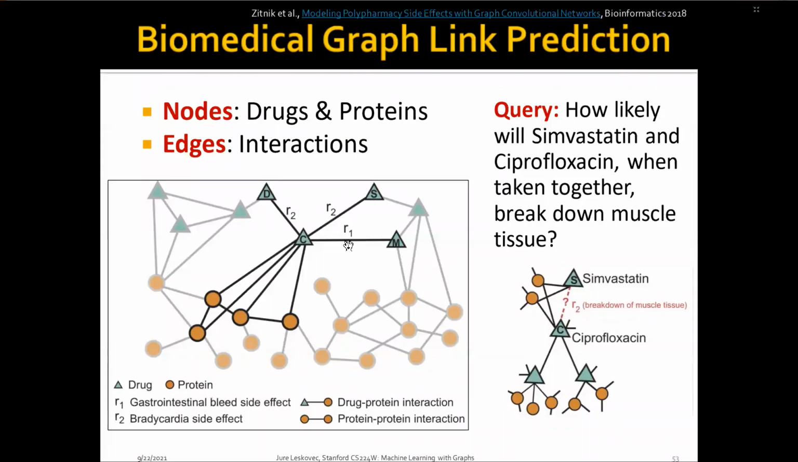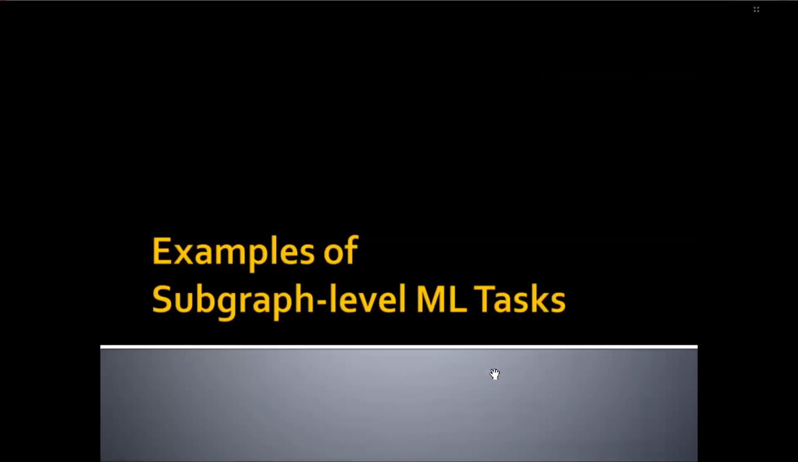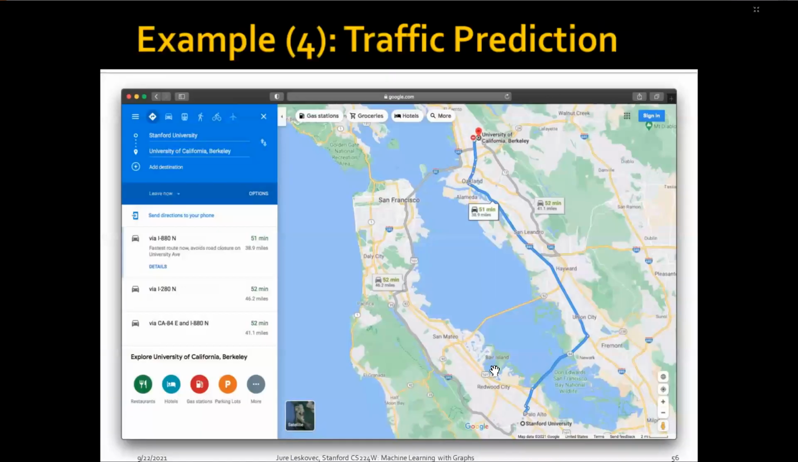Okay, so this is one example of predicting the label of the edges. Okay, so then let's move on to the graph level. So first is the subgraph level.